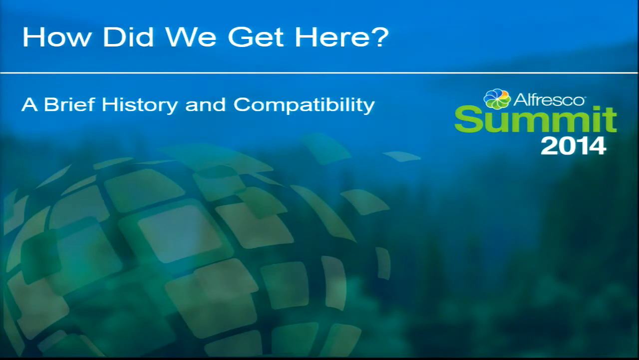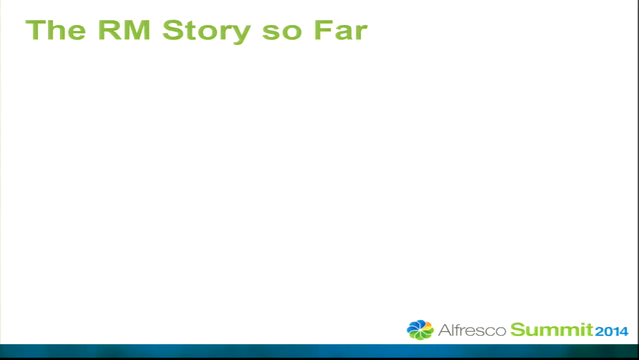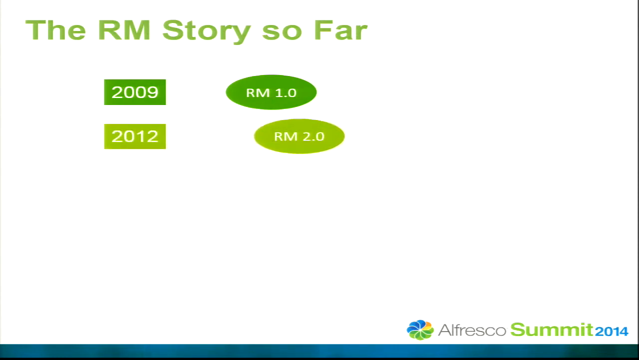So this is a slide about how we've come out with RM so far. In 2009, we introduced the first version of RM, which is what the University of Alberta is using. Then a couple of years ago, we came out with RM 2.0, which allows you to do in-place record declaration.